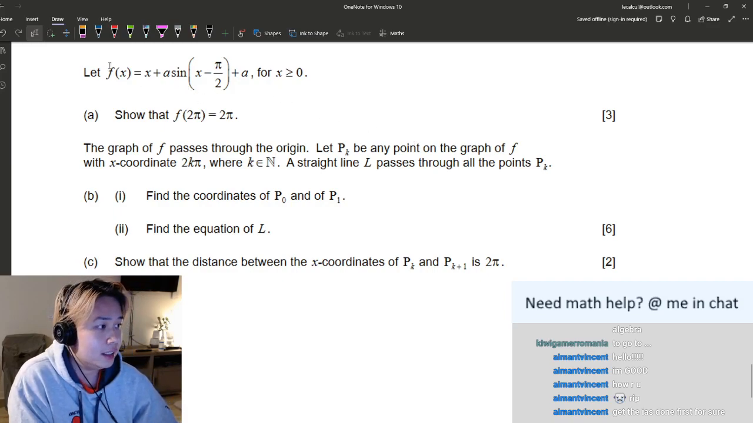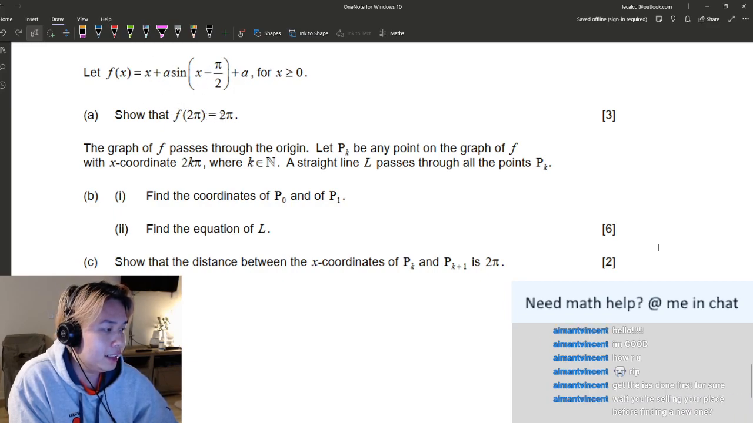So what the heck is this? We have a graph, sure. Show that f of 2 pi is 2 pi.